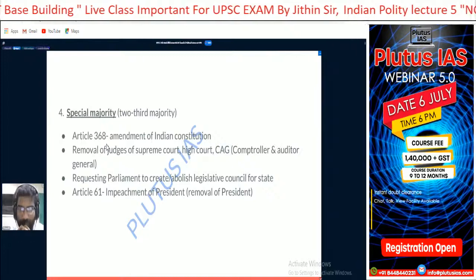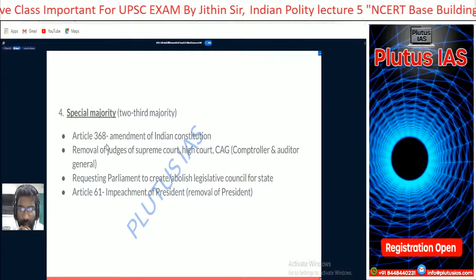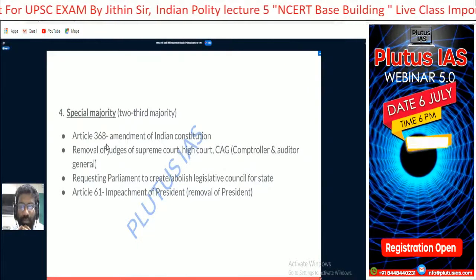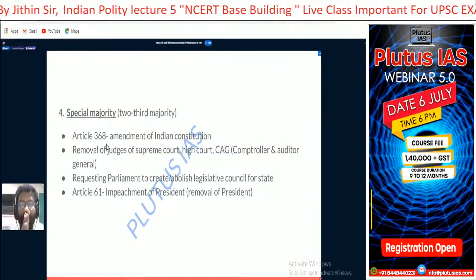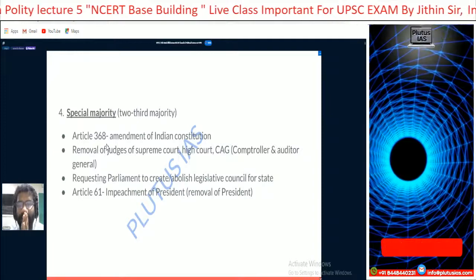Simple majority is more than half of the people present and voting. They must have the right to vote, and they must vote. Half of the majority should vote. Can you give me an example?